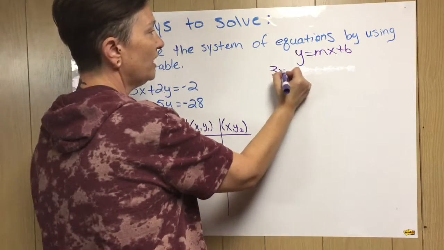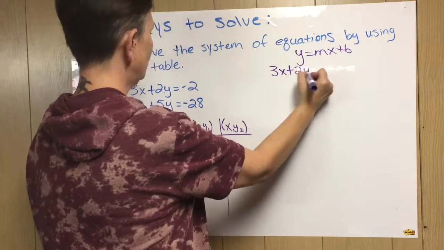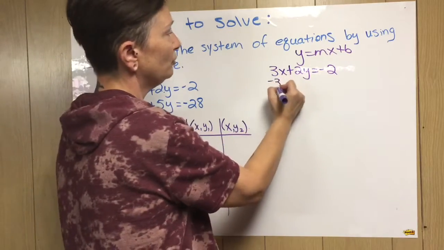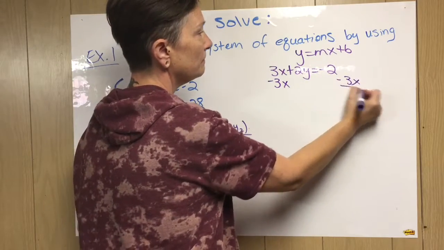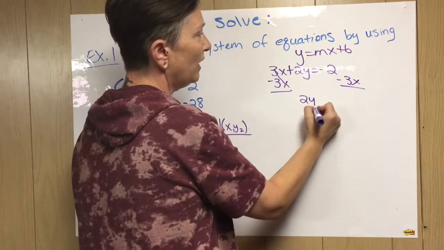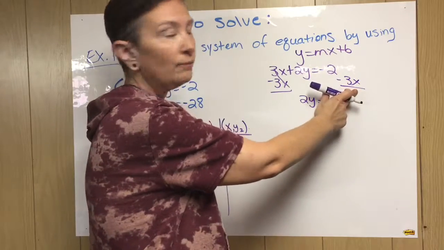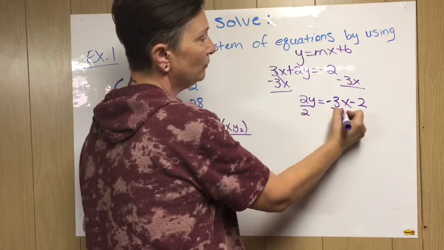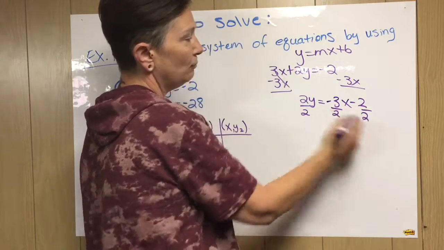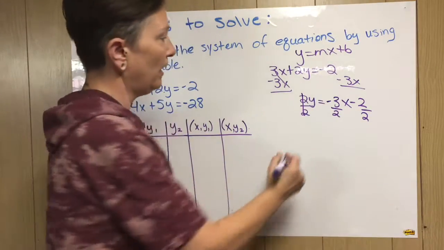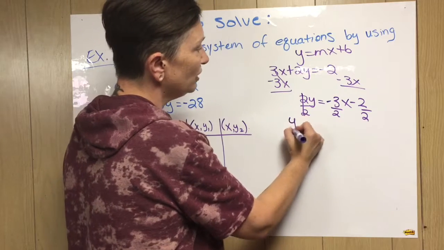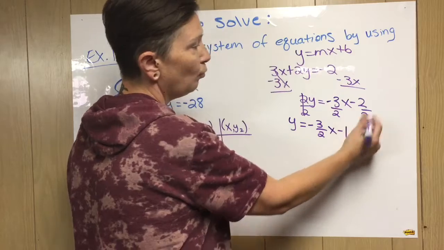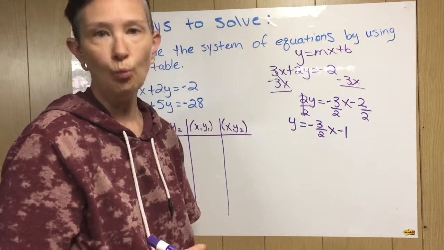So we've got 3x plus 2y equals negative 2. So I have to get y by itself. I'm going to subtract 3x. So 2y equals, I'm going to put my x term first, negative 3x minus 2. And then I simply want to divide every term by 2 to isolate the y. So my first equation is y equals negative 3/2 x minus 1, because 2 divided by 2 is 1.